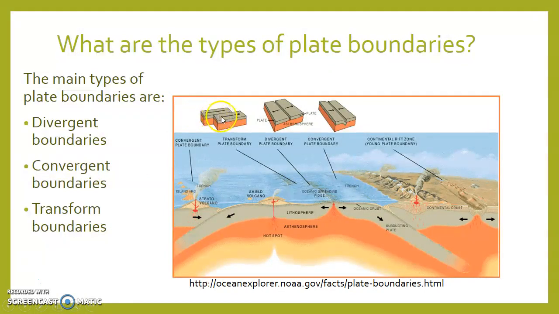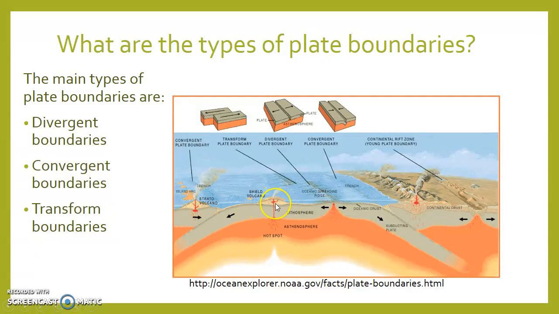On this graphic on the right, we have a transform boundary, a divergent boundary, and a convergent boundary. And down on this area beneath, we have a convergent boundary where we have oceanic crust overriding a piece of subducting oceanic crust, creating an island arc such as the Hawaiian Islands.